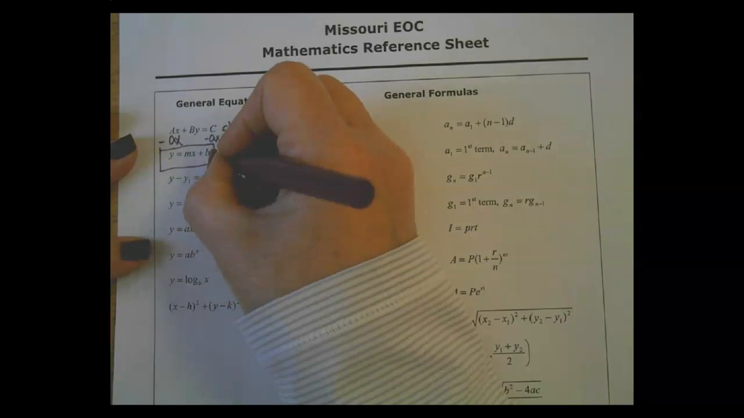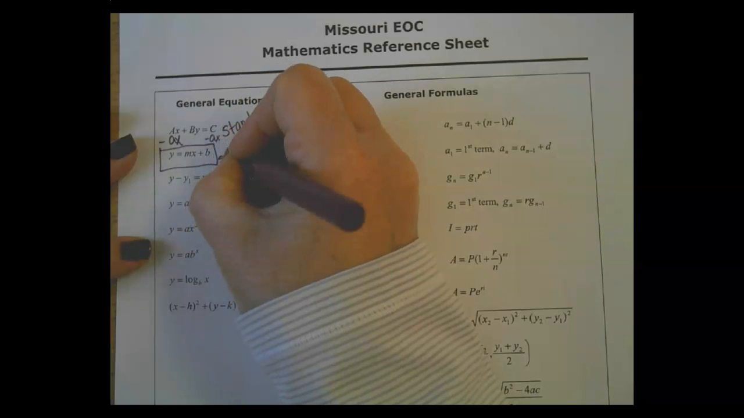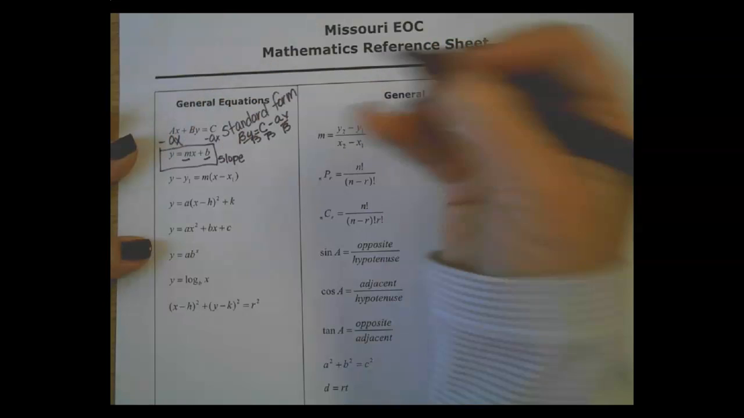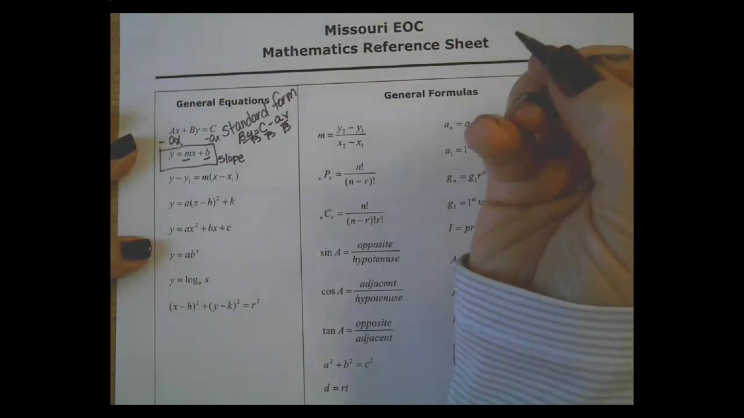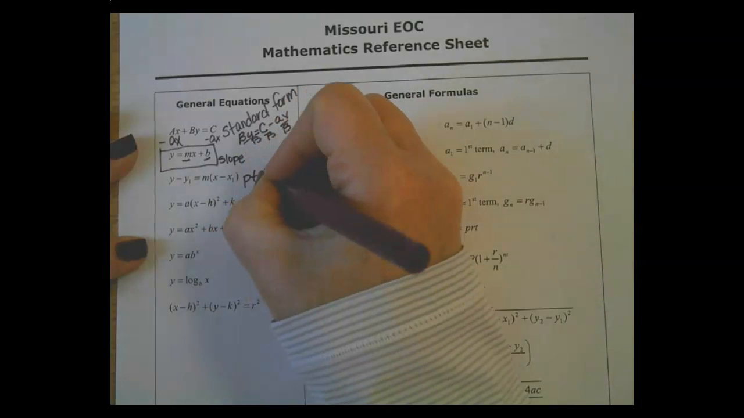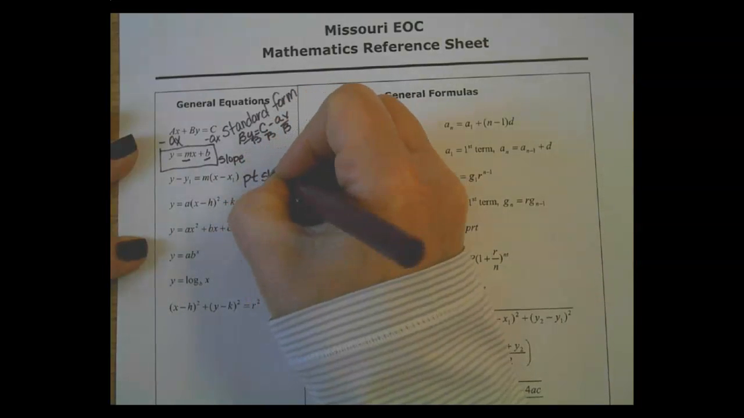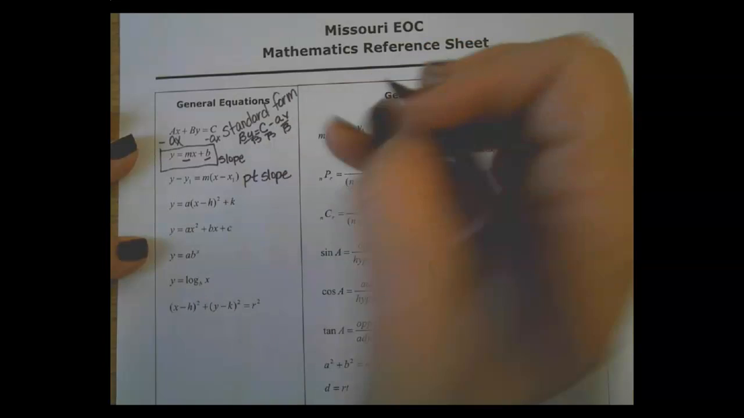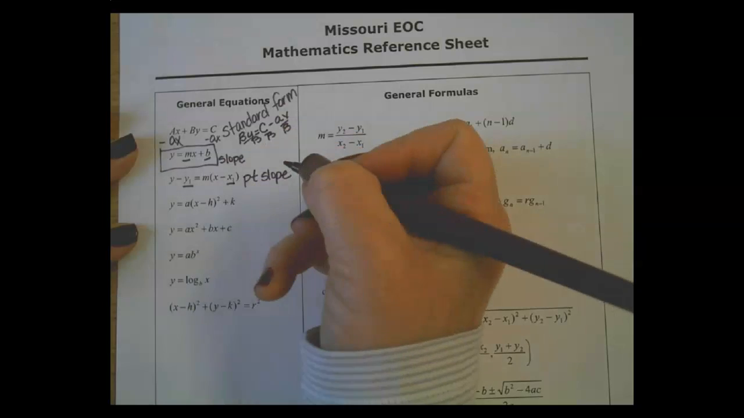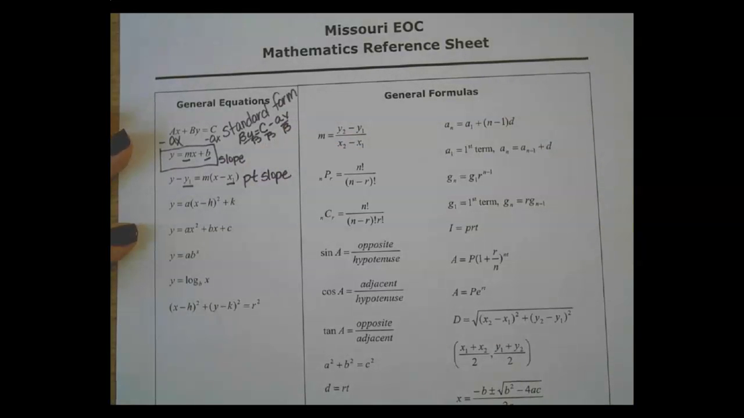This one is slope-intercept form. B is your y-intercept. The M is your slope. This next one is point slope. For the point slope, you're substituting values here and here for a point, and that will help you. Given a point, given the slope, you can write the equation.